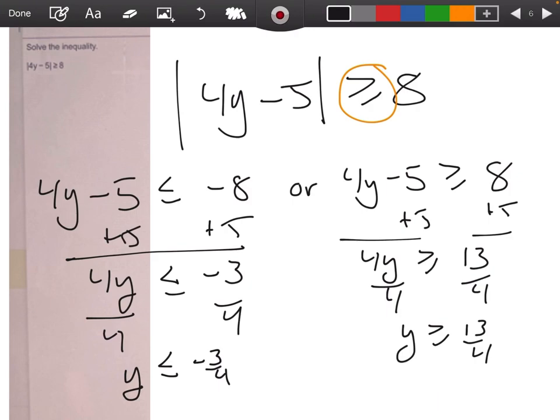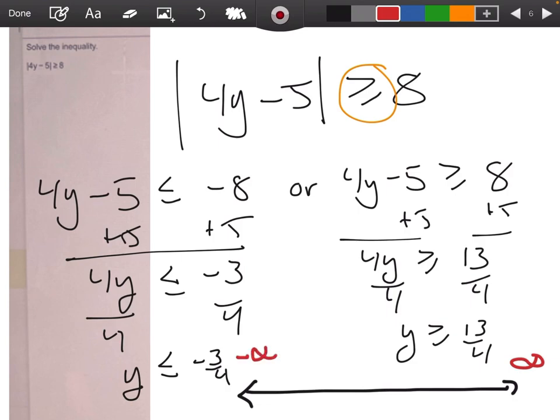Okay, so y'all, what I want to do now is draw my number line. So here is my number line. And if you remember, over here we have infinity, and back this way we have negative infinity, right? Okay, so the first thing I'm going to do, here is my number negative 3 over 4. And because we have the equal to, I'm going to fill my circle in, and I'm going to shade in the direction of the arrow, which is telling me to shade to the left.